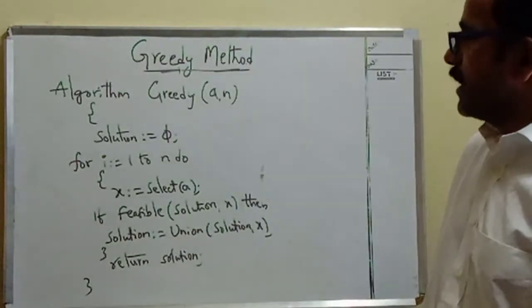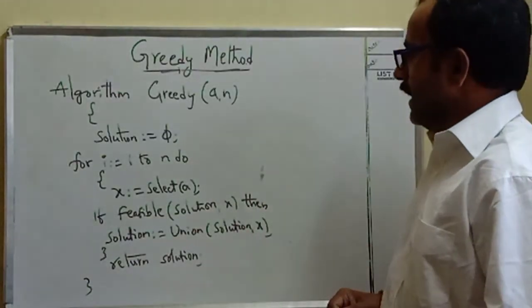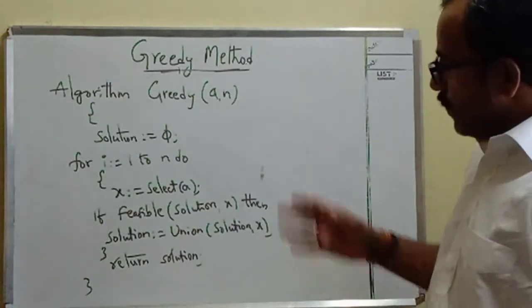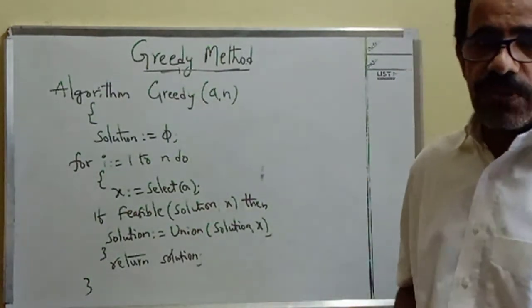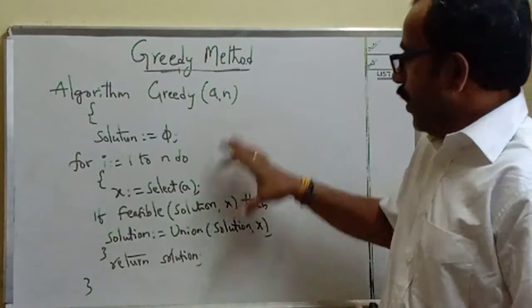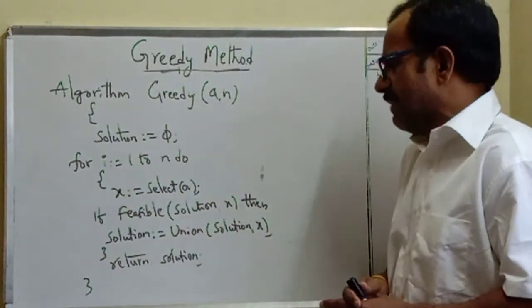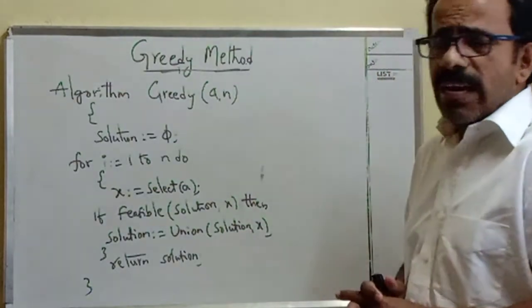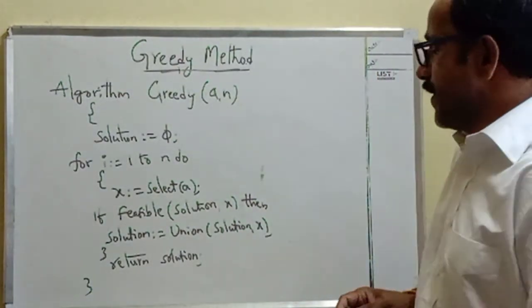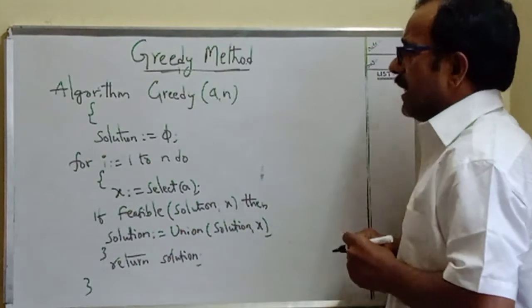Now I am going to explain the general greedy method. So this is the algorithm. By using this algorithm, we can construct all the feasible solutions. If you follow this particular procedure, we can construct all the feasible solutions. Once feasible solutions are available, it is very easy to select one among all the available feasible solutions.